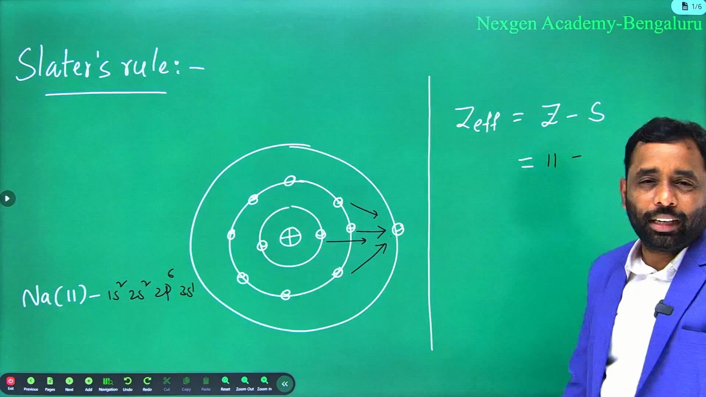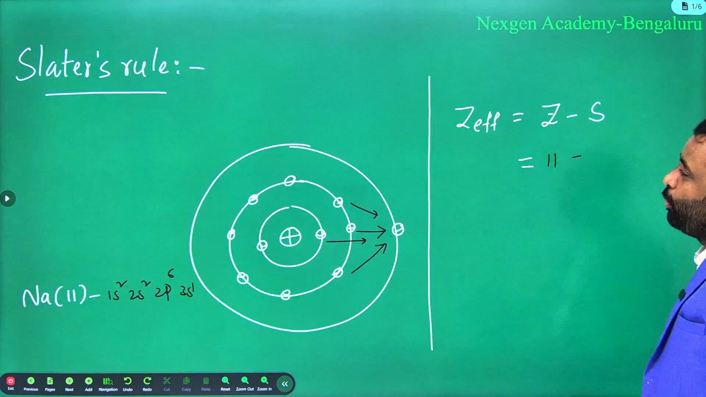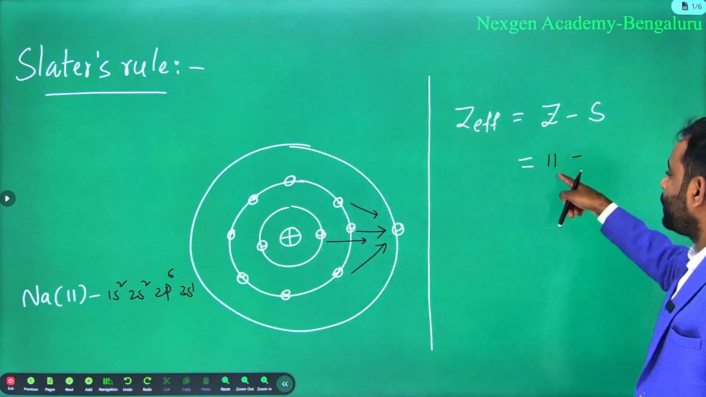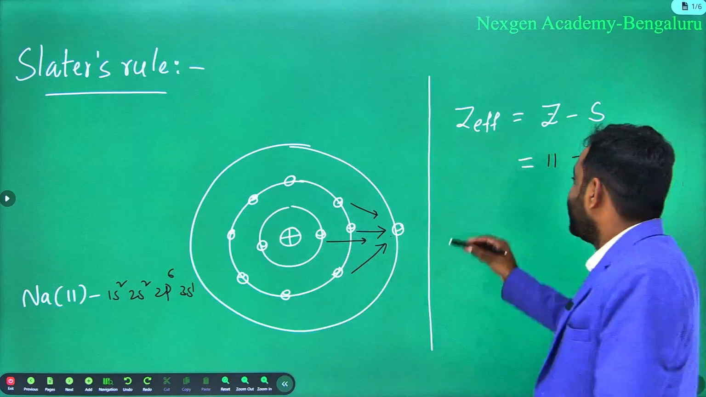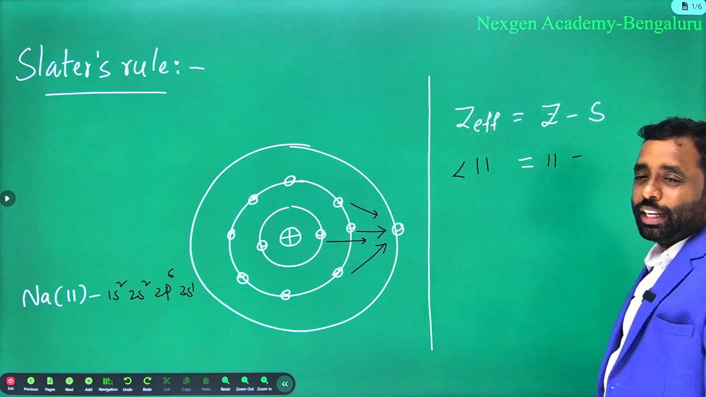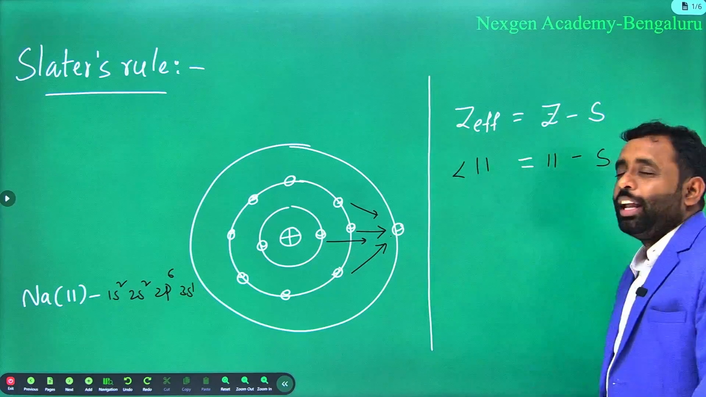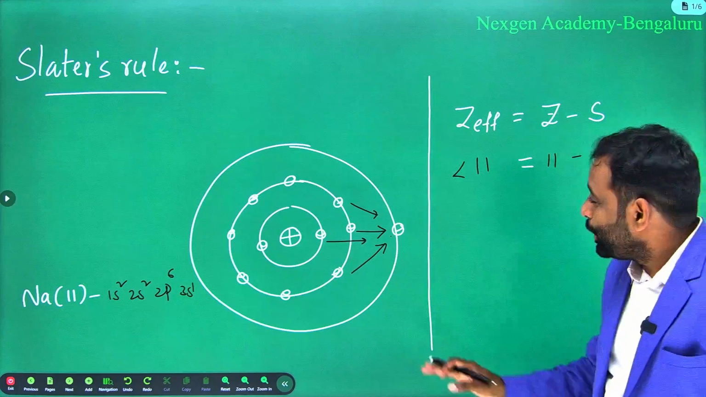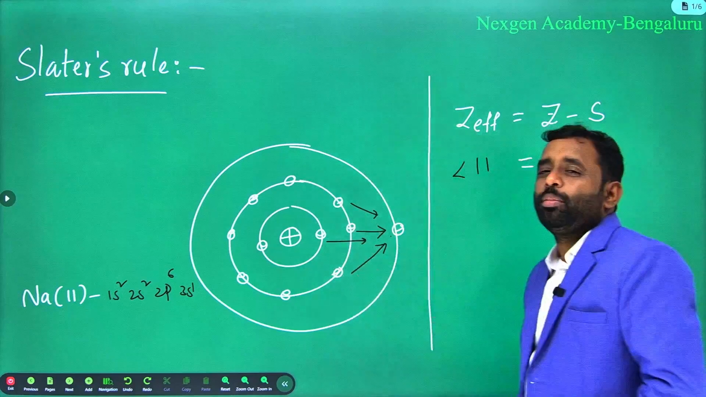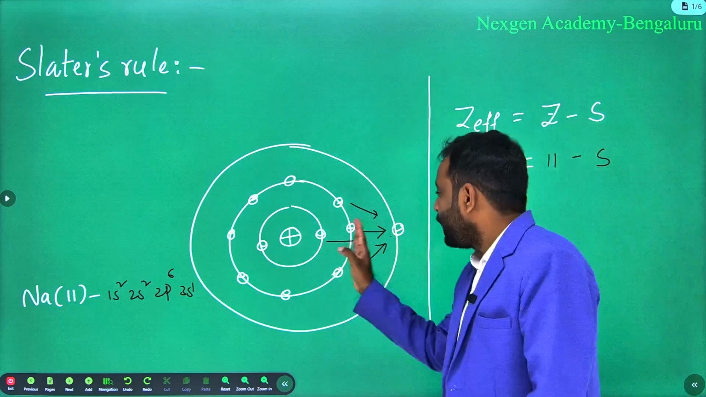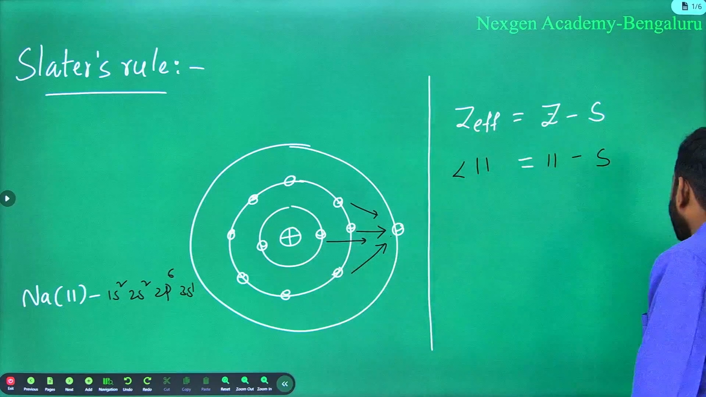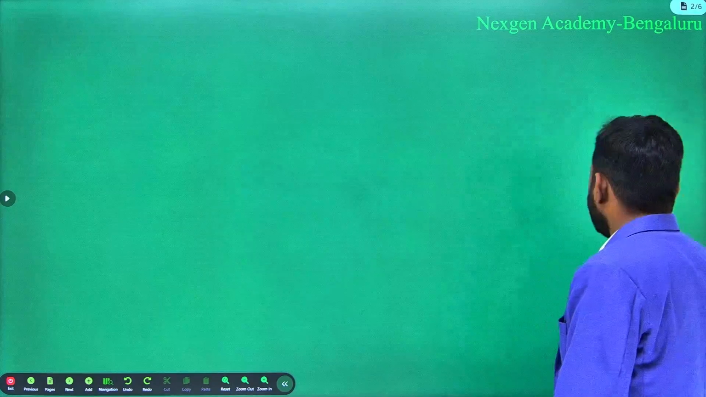And we calculate the screening constant value by using Slater's rule for the sodium valence electron. That value we subtract from 11, and whatever you get is the effective nuclear charge. Whatever value you get here is less than 11. Why is it decreased? Because these inner electrons are working as a shield or screen, a protecting layer. So that's why the outer electron experiences less attraction. Clear, right? Without wasting time, we go to the next topic.